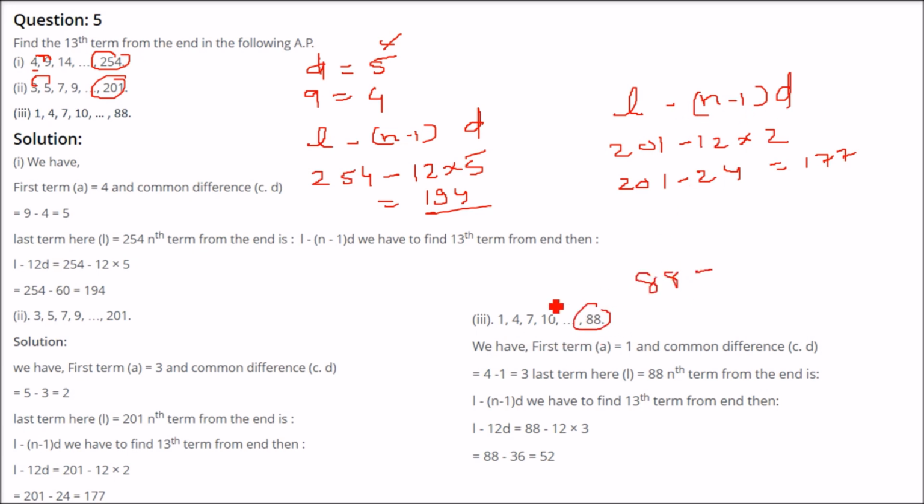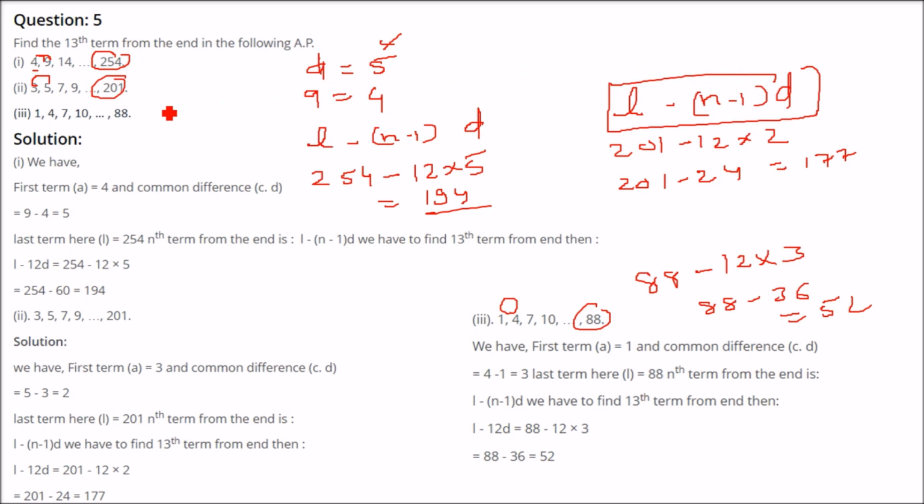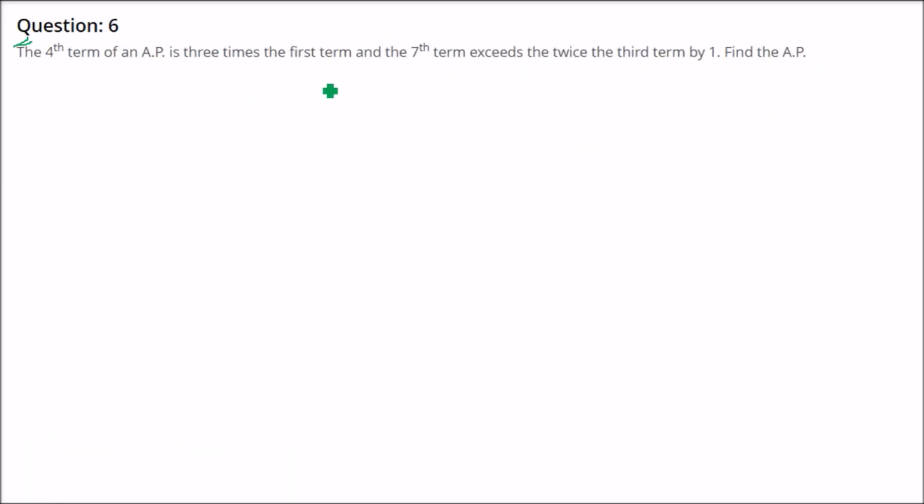Here also same thing we'll do. L minus n minus 1 into D. What is the L? 88. What is n minus 1? 13 minus 1 is 12. And what is D? 4 minus 1, that is 3. So 88 minus 36, this is going to be 52. So yes, this formula you can use directly.